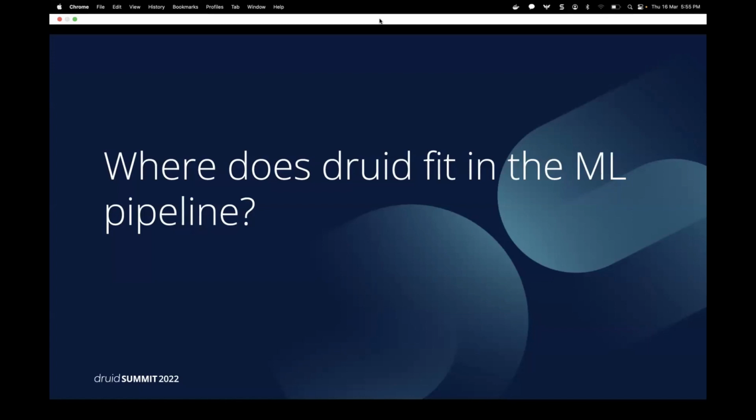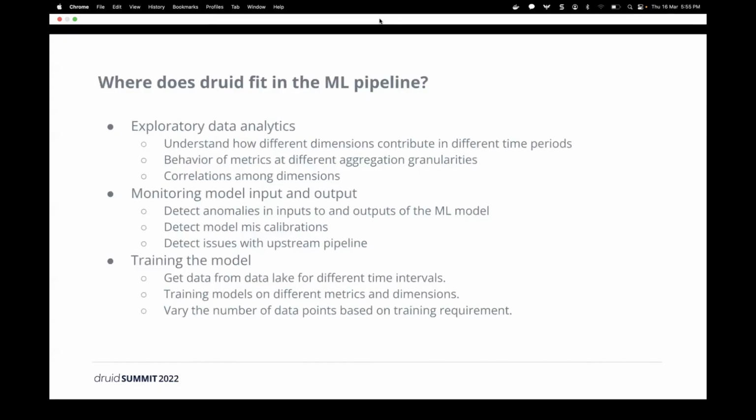Now, where does Druid fit into your machine learning pipeline? So broadly speaking, with machine learning, what are you trying to do? You're trying to do exploratory data analytics, which means you want to understand how different dimensions contribute in different time periods. You want to understand behavior of metrics at different granularities and correlation among dimensions. You want to monitor the input and output of machine learning models, because if your data has got anomalies, very likely model predictions have anomalies. And you also need data to train your models. These are the three areas where Druid could potentially fit in.